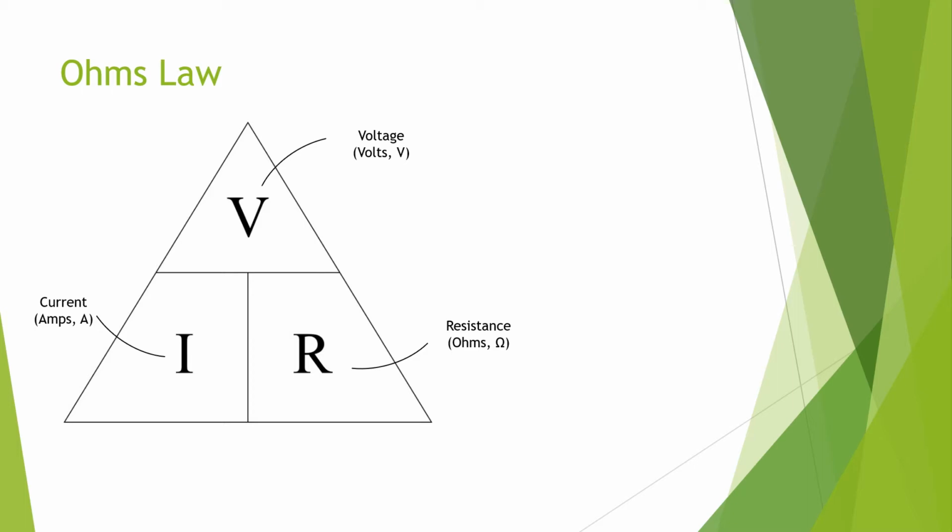So say you have a wire hooked up to a battery, the battery provides a potential difference, wants to make a current run through the wire, but resistance is going to stop that current from happening.